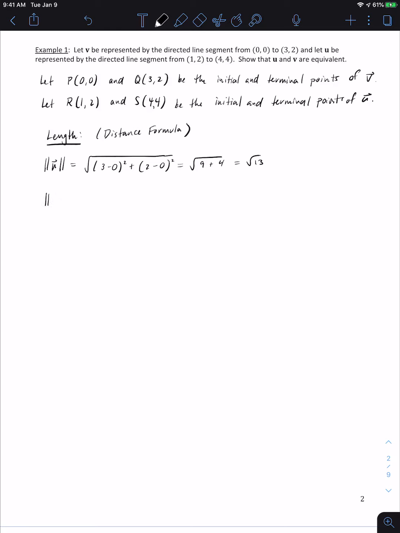Right? The magnitude of V is going to be the distance between the points S and R. So x2, 4, minus x1, 1, squared, plus y2, which is 4, minus y1, which is 2, so 4 minus 2 squared, underneath the square root. I end up getting 3 squared plus 2 squared, which is once again radical 13. So these have the same length. We're halfway there in showing that these are equivalent. They have the same length.